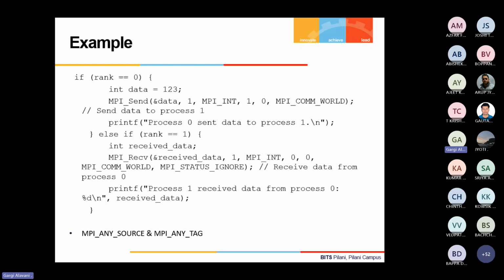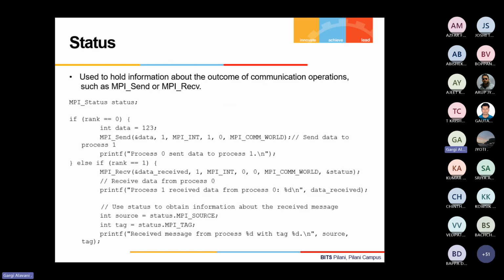Now this is an example where we have a process sharing the data, and here we are checking the status after receiving the data. So how do you check the status? You have to first create the MPI_Status variable. This variable should be passed to your receive. Once you get the status from your receive, then you can check the status that you have obtained.